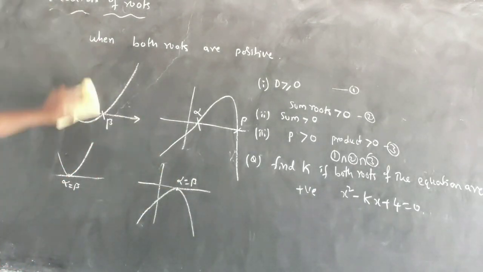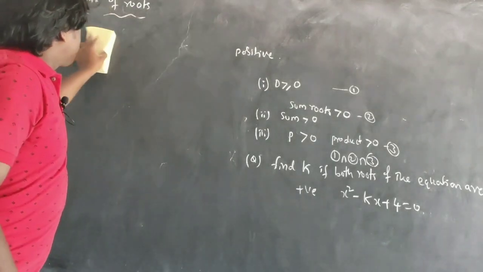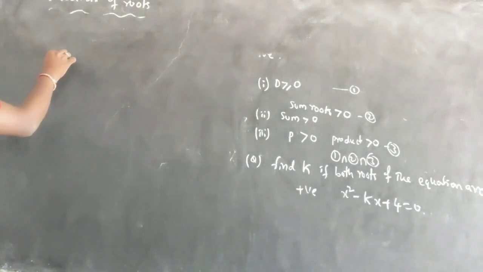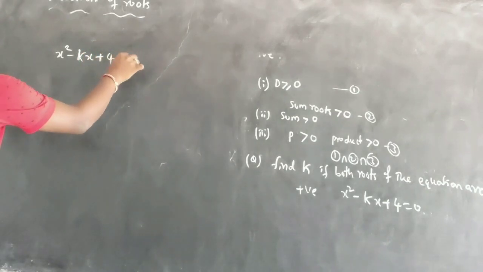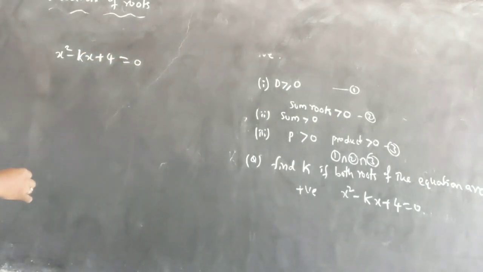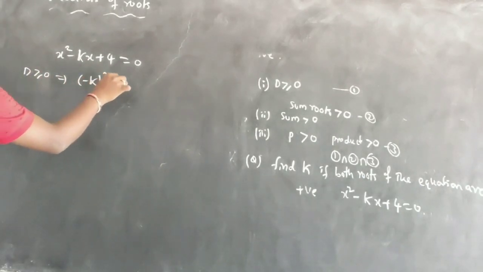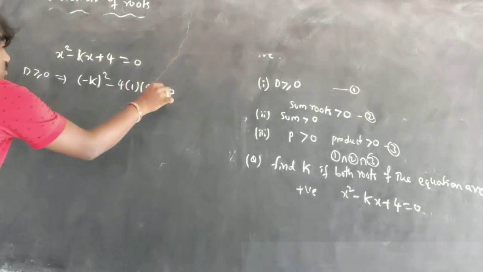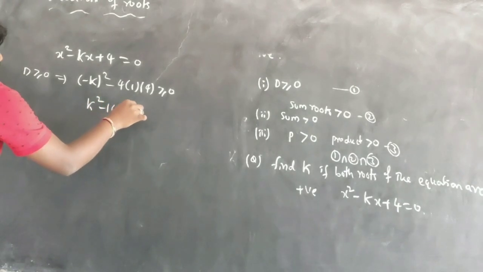Let's solve this question now. What is the question here? x square minus kx plus 4 equal to 0 is given. Case 1 should be applied: discriminant greater than or equal to 0. It means b square minus 4ac must be greater than or equal to 0. That is k square minus 16 greater than or equal to 0.